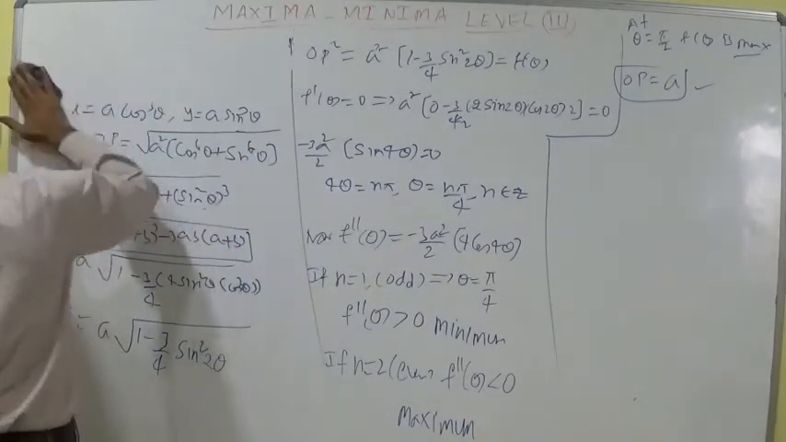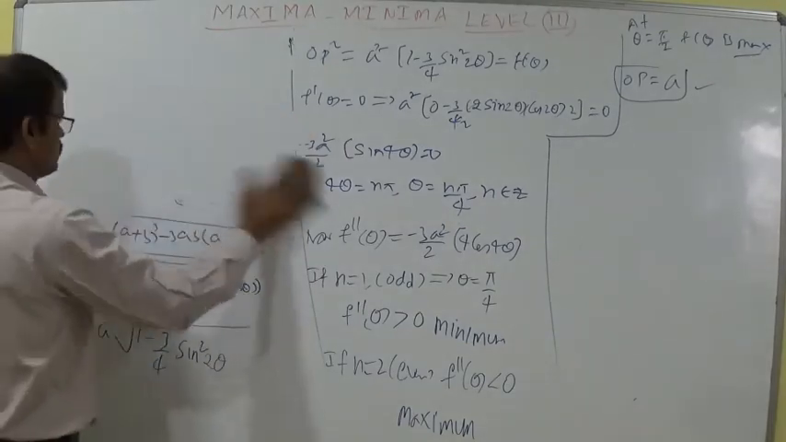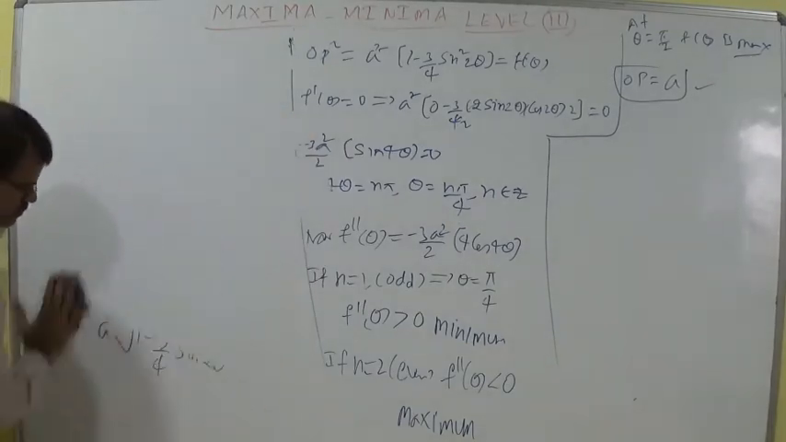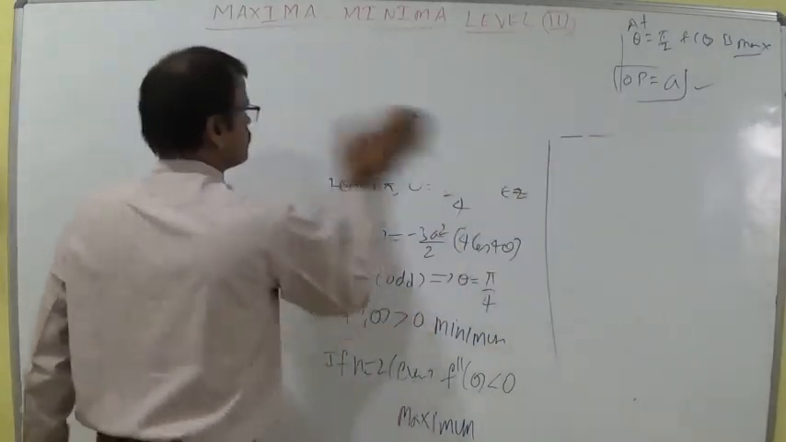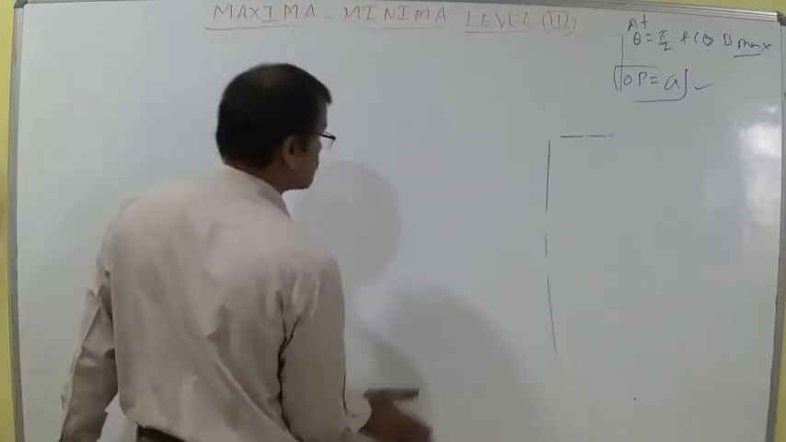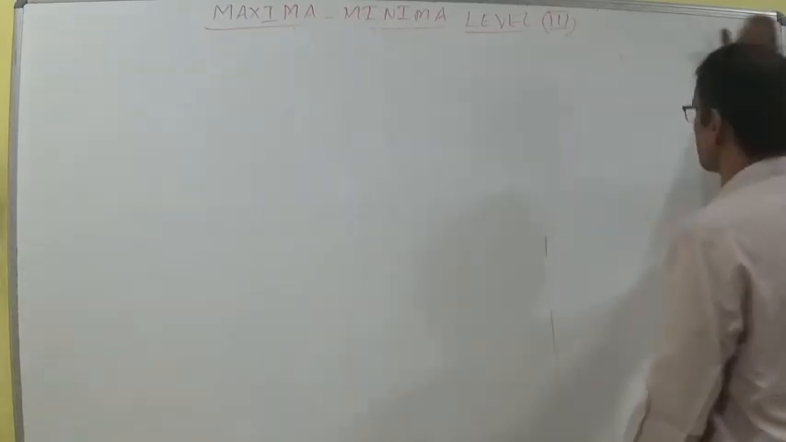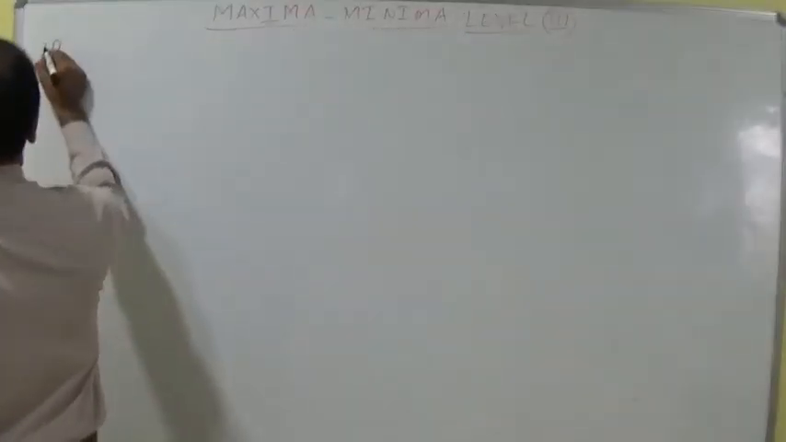19 sums completed. Let us discuss the 20th question. What I am saying, remember this one. You can remember this as simply A. Sometimes you may get the answer as A by 2 also. That is why I said the original proof. Now let us discuss the 20th question.